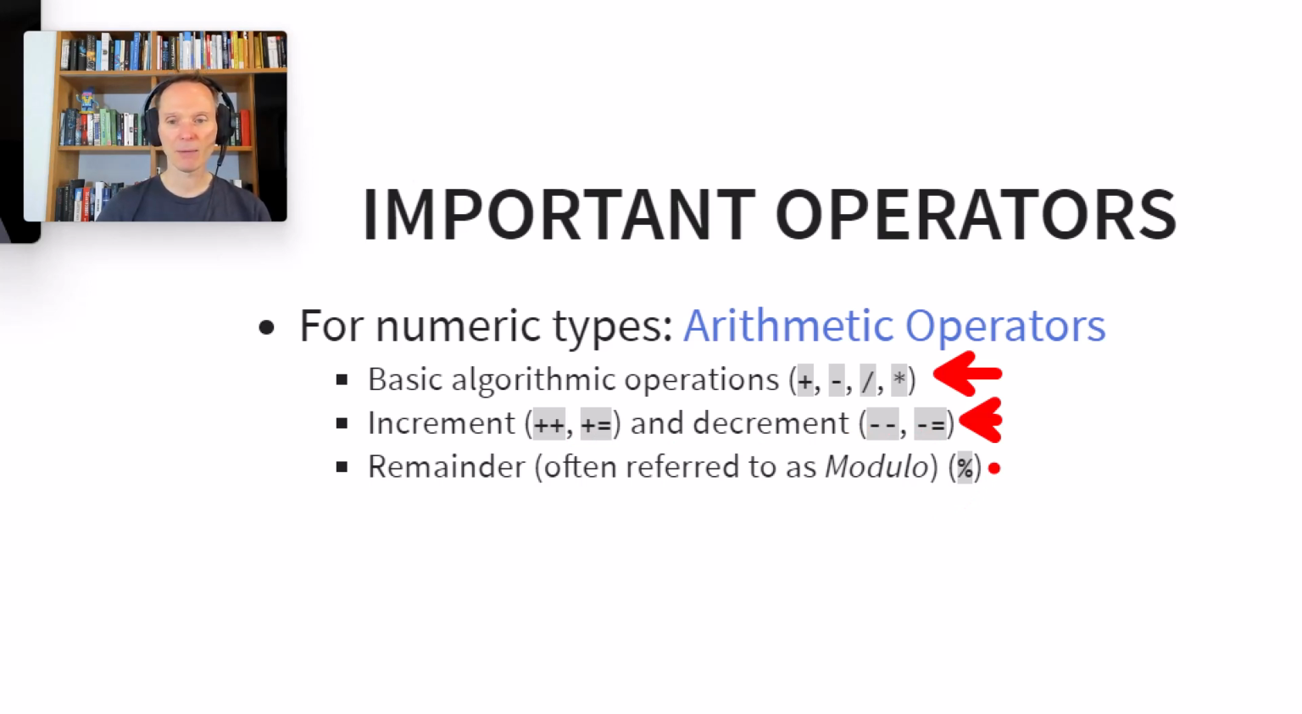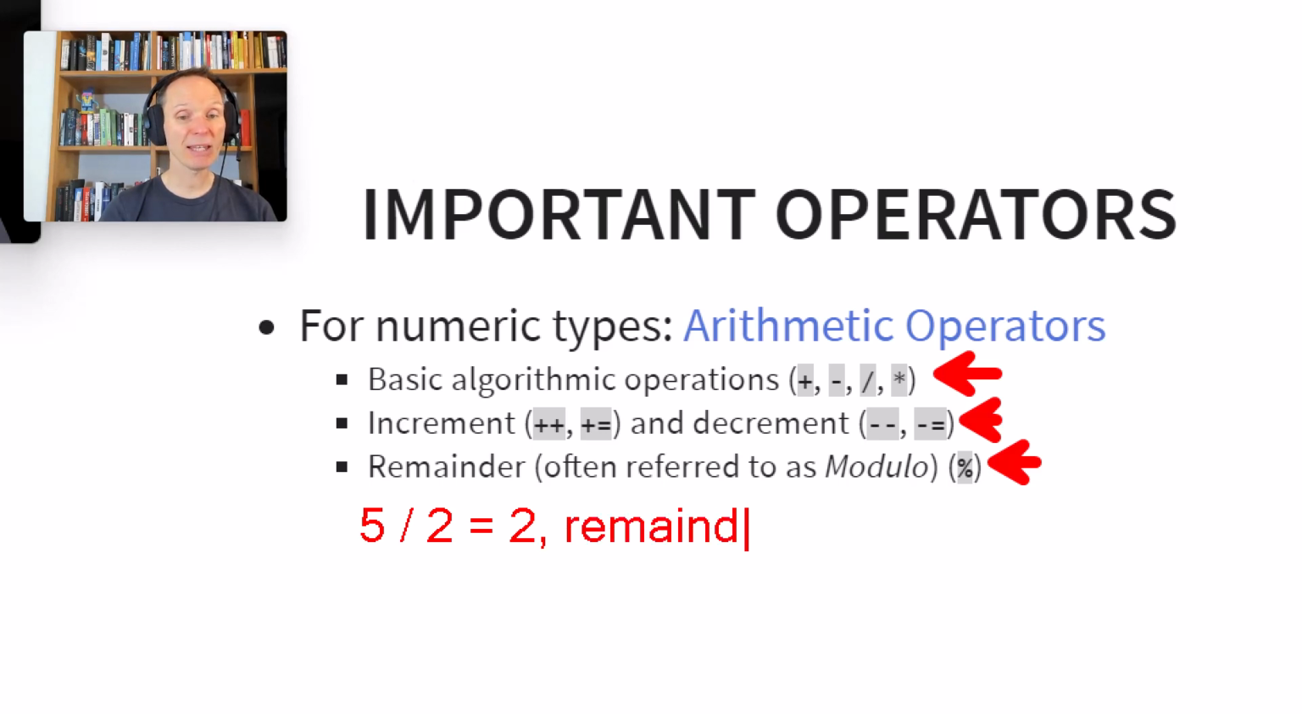And the last thing, remainder, is also a very important one. Maybe you can't remember from mathematics what a remainder is. Let me quickly refresh your memory. If you have 5 and you divide it by 2, what is the result? Yes, 2, because 2 times 2 is 4 with a remainder of 1, right? If we have 10 and we divide it by 6, the result is 1 with a remainder of 4.